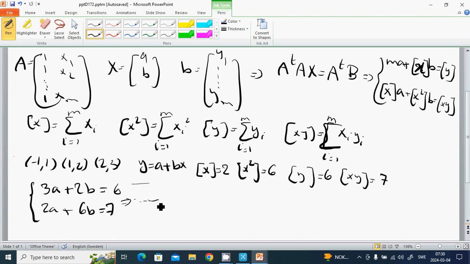We solve this: a equals 11 divided by 7 and b equals 9 divided by 14. Then the line y equals a plus bx is 11 divided by 7 plus 9 divided by 14 x.